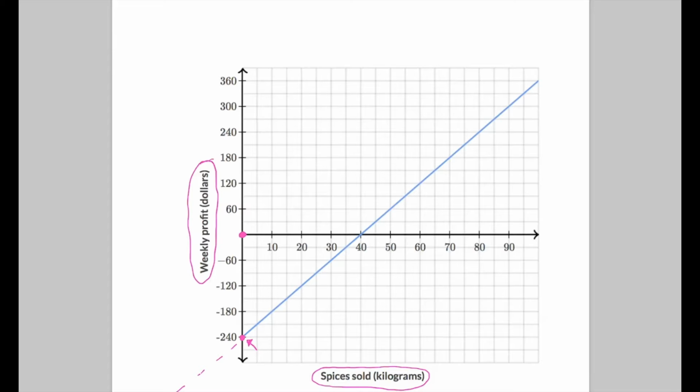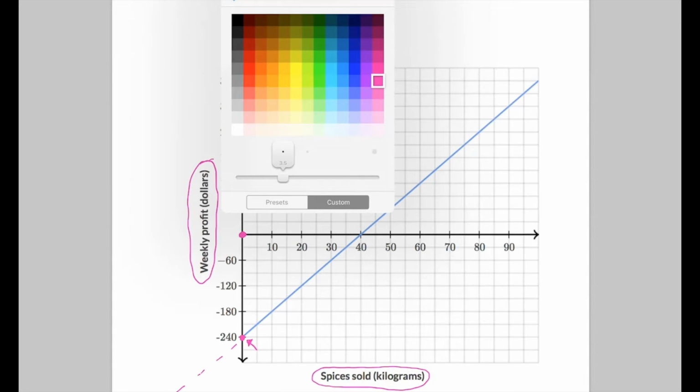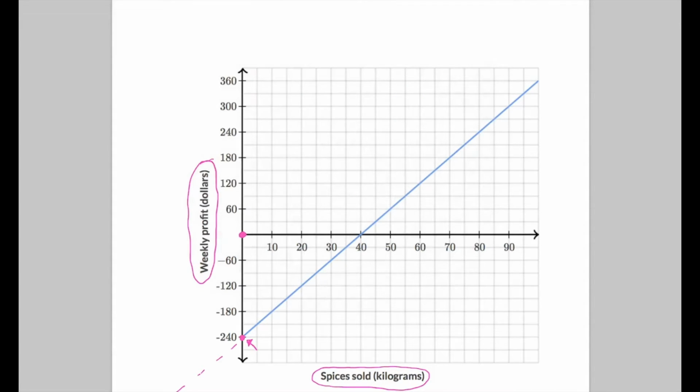So then, what is my function? The function is weekly profit, so I can say WP, or I can just say P, or I can just say W, whichever. So I'm going to say P because it's profit. P of, and then spices sold in kilograms. Again, it's up to you what you will call it. I can say K, for example, for kilograms. Or you can say P of S for spices. Up to you. Regardless of what you call your function, you are stuck with this negative 240.